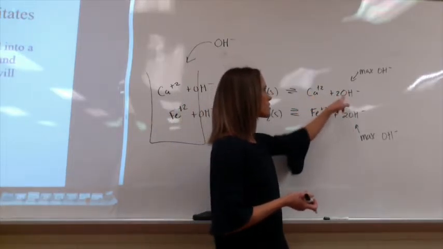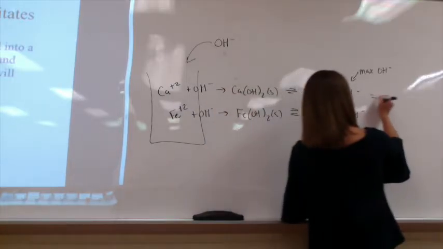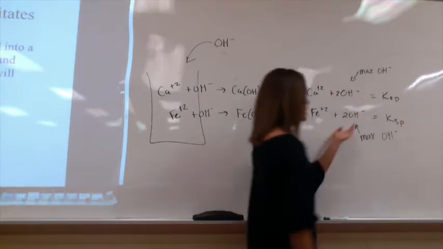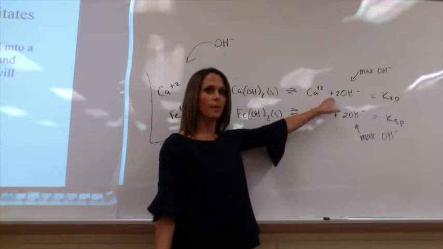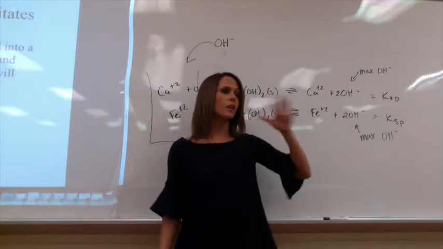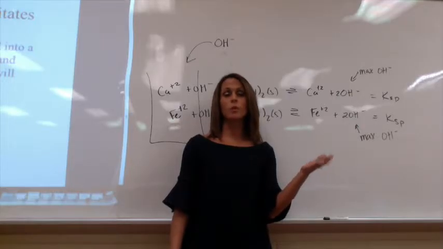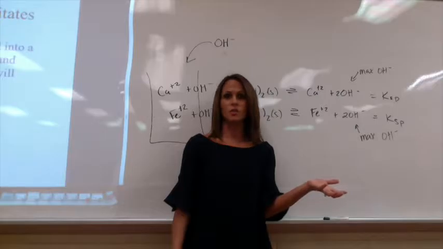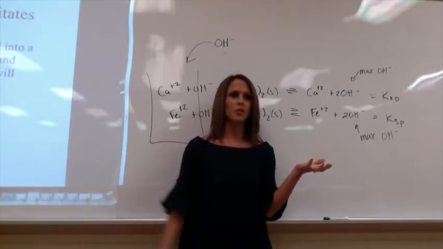Why would the concentrations of these be different? Because they have different what? They have different KSPs. This has a specific KSP, and this has a specific KSP. So the concentration of OH for this compound is going to be different than the concentration for this compound. So really, I can shortcut this and just find what's the maximum concentration of OH that would be allowed in this beaker before it precipitates. And whichever one has the lowest concentration of OH allowable, that one will be reached first and precipitate first.